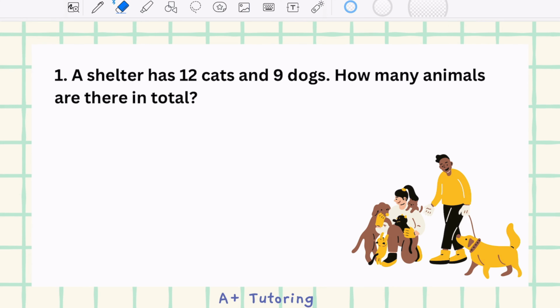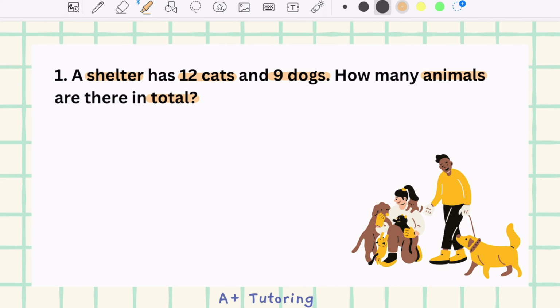Okay, now that you've had a chance to read the question, let's go through any keywords that pop out to us. So, a shelter has 12 cats and 9 dogs. How many animals are there in total?